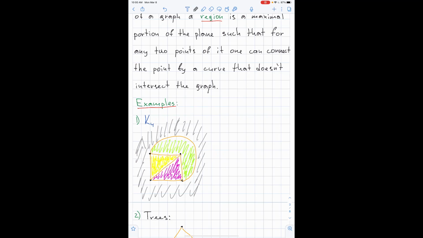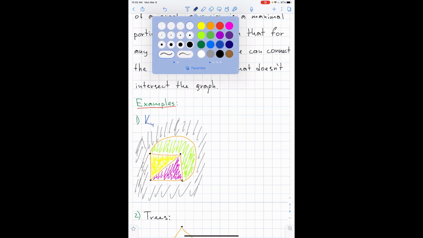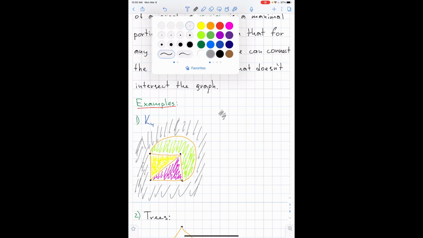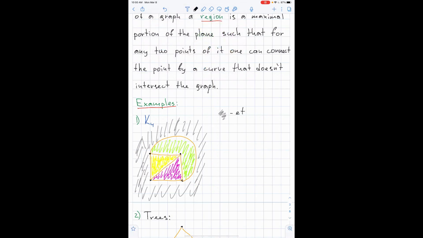So again, we can connect any 2 points in this gray area. We just need to go around our graph. So maybe I should say that this gray thing is called exterior region. And in total, we got how many regions? We got 1, 2, 3, 4 regions.